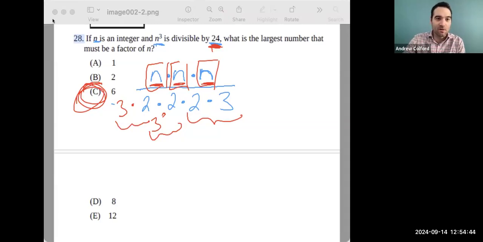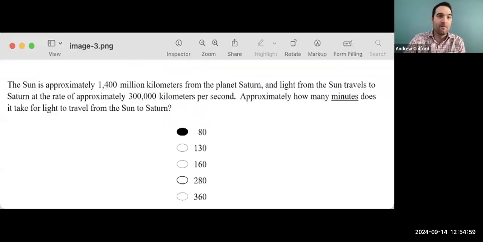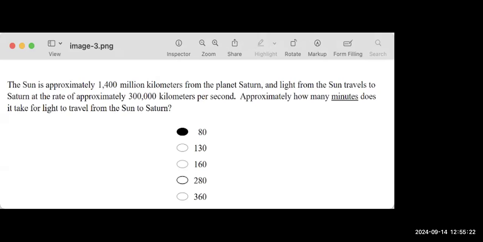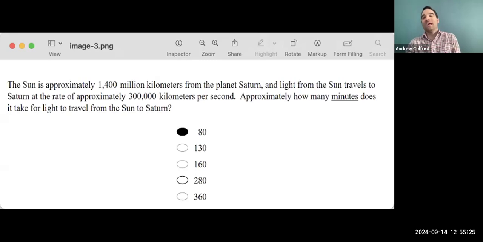Ellen, let me just pull up your next question here. Oh, fun. We'll do a little astronomy. So the sun is approximately 1,400 million kilometers from the planet Saturn, and light from the sun travels to Saturn at the rate of approximately 300,000 kilometers per second. How many minutes does it take for light to travel from the sun to Saturn? So, Ellen, I'll start with this. Generally speaking, what universe of question are we in here? No pun intended. What type of question is this?